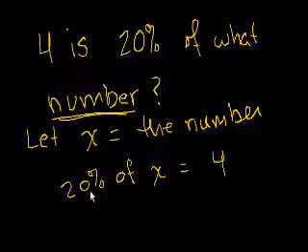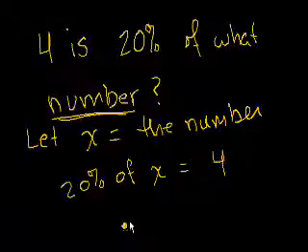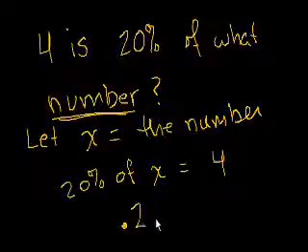So how do we write 20% as a decimal? Well, that's just 0.20 or 0.2. And we just multiply it by x to get 4. So 20% is the same thing as 0.2. It's the same thing as 0.20, but that last trailing 0 doesn't mean much. 0.2 times x is equal to 4.